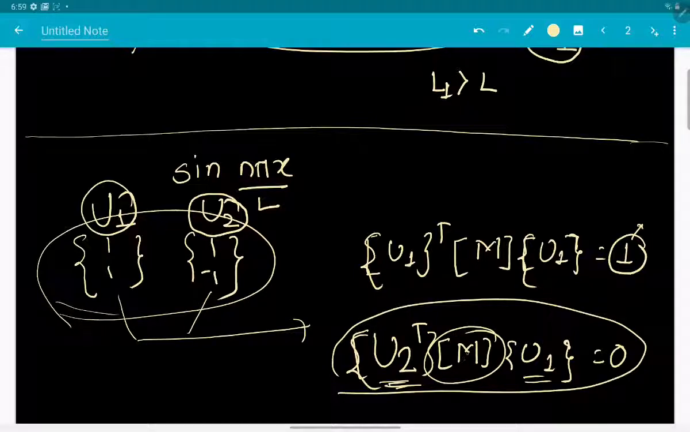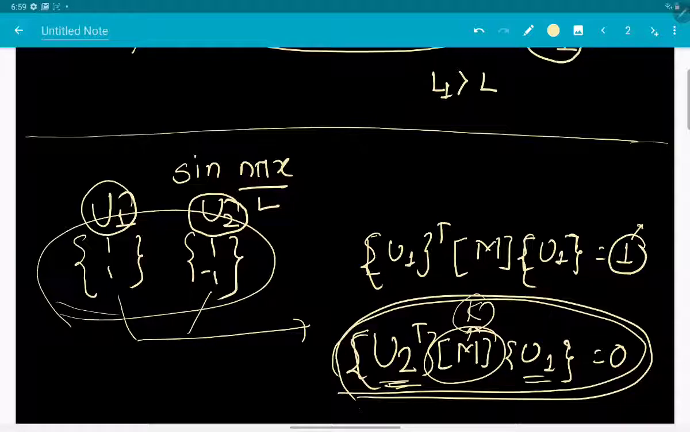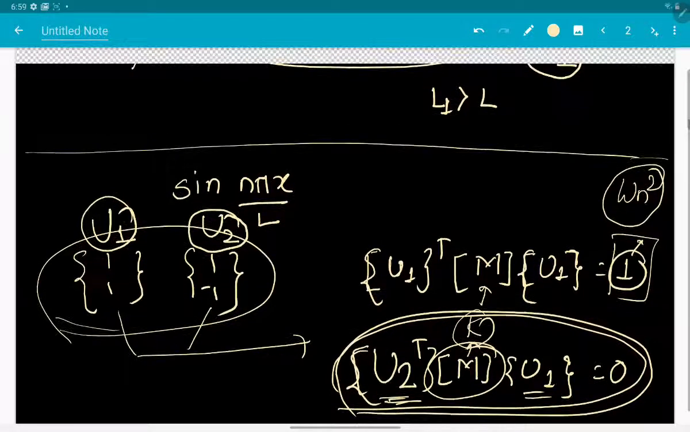Okay, so similarly if you put k over here, still you will get this orthogonality condition satisfied. However, if you put k over here, then you are not going to get 1 as the answer, but you get omega n square as the answer, right? When you put k over here, right? For that particular mode shape which is mass normalized. This is something that we already have seen in case of multi-degree of freedom system.